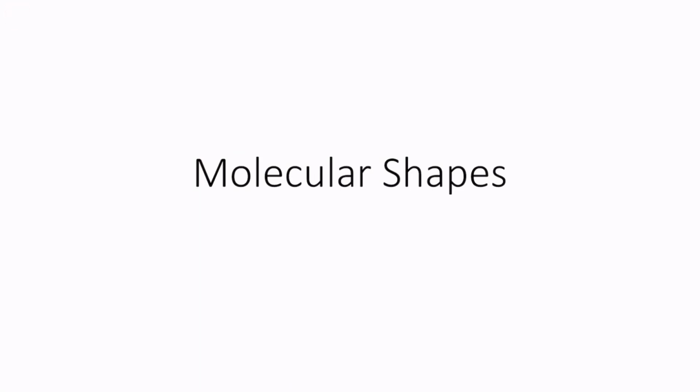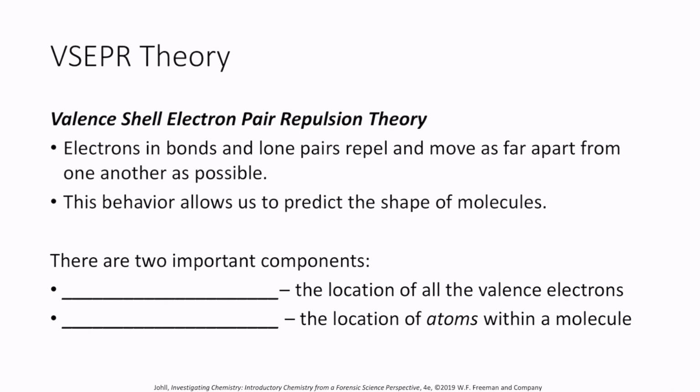In this video, we are going to look at molecular shapes. So all of the Lewis structures that we've drawn so far are just drawn in the plane of the paper, in the 2D, but they have three-dimensional shapes. So in order to look at this, we need to understand VSEPR theory.